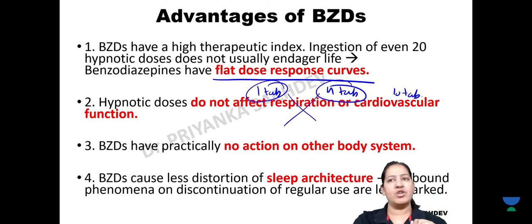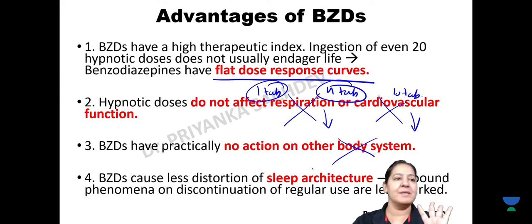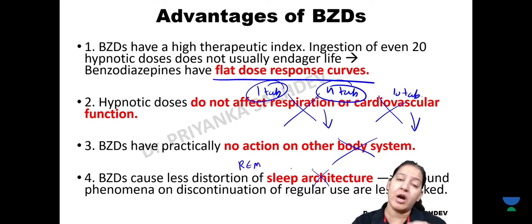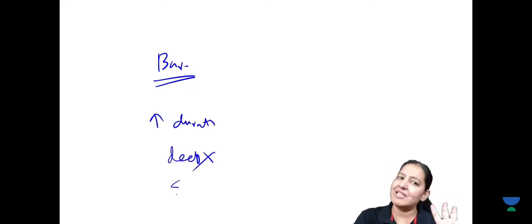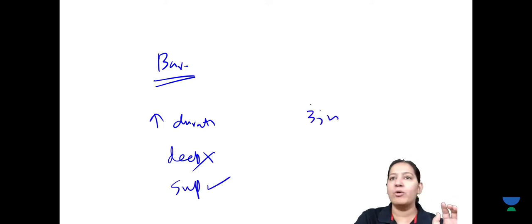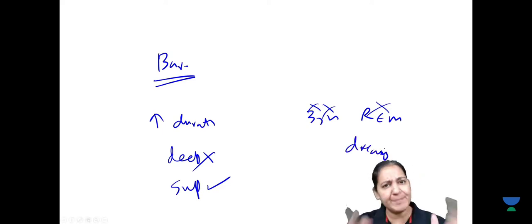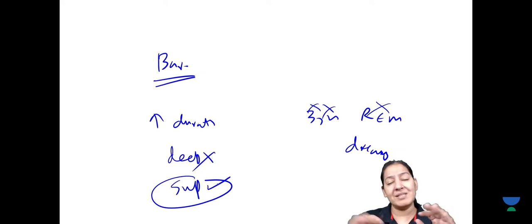It does not have any action on respiration or CVS like barbiturate. Barbiturate depresses respiratory and CVS function. No action on other body systems. Minute disturbance in the sleep architecture. Barbiturate was disturbing sleep: REM was decreasing, and non-REM stages 3 and 4 were decreasing, so deep sleep was reduced. After taking a barbiturate tablet, the duration of sleep increases, but that sleep is not relaxing. That sleep is only superficial sleep because stages 3 and 4 and REM are not coming. So the person is not going into dreamy, good, deep sleep. It is only superficial, so the person has a hangover the next day.